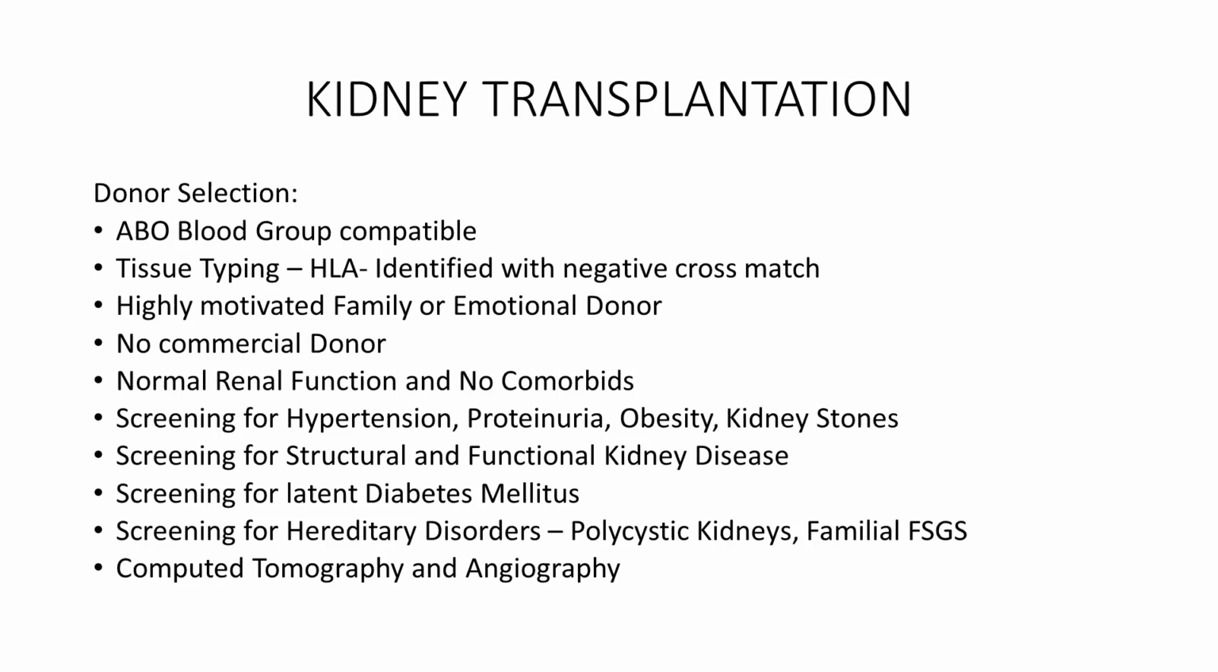For this, donors need to be screened thoroughly for any comorbid condition or kidney disease. Screening for hypertension, proteinuria, obesity, and kidney stones, for structural and functional kidney diseases, screening for latent diabetes mellitus, screening for hereditary disorders like polycystic kidney, familial FSGS, and all these things are done. Screening is done by detailed history, clinical examination, a number of tests, and imaging techniques, including tomography and renal angiography. And once all these three things are normal, only then is the donor selected for transplantation.